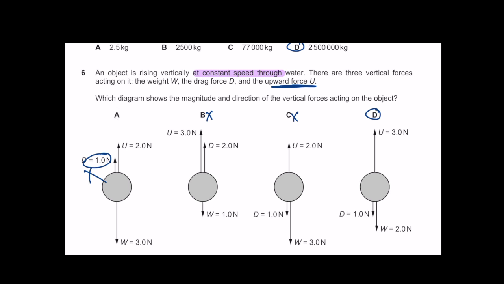I will choose D. In this case, the dragging force is acting down, the weight is acting down toward the center of the earth, and the upthrust force, or the upward force, is acting up. This is exactly what we need. So the total force is 0. That's why it's moving vertically in one direction with a constant speed. So the right answer here will be D.